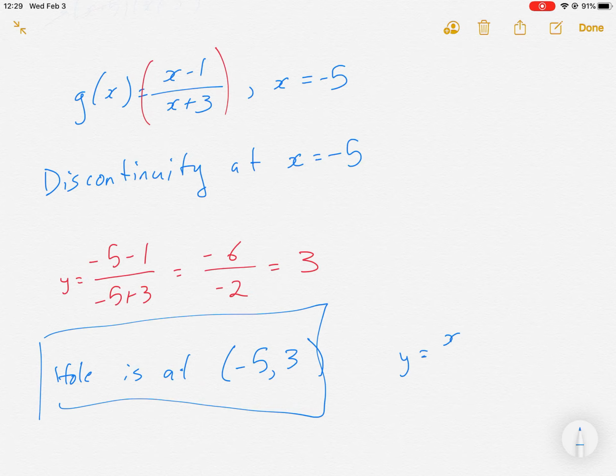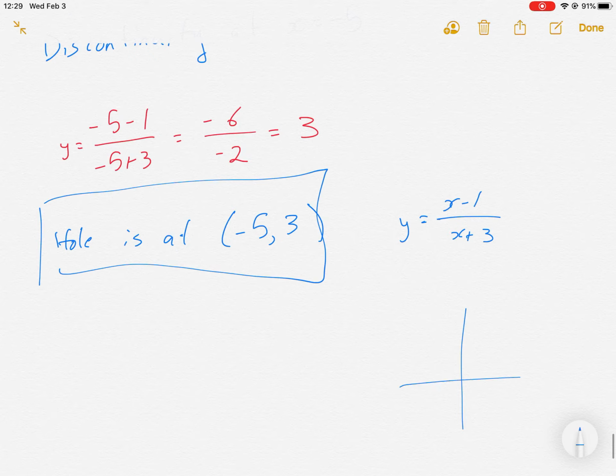So the graph looks exactly like this, y equals (x minus 1) over (x plus 3). We could graph this. There's an asymptote at 1, there's an asymptote at -3, and then there's a hole at -5. So if Desmos could do this, it would look something like this, which is exactly what we saw.